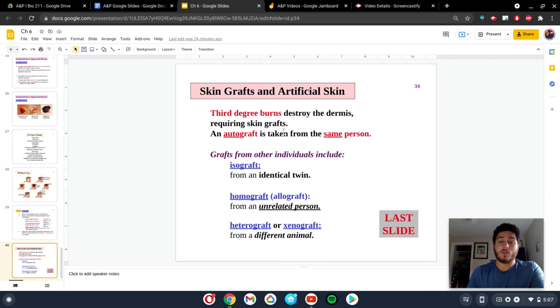The first being yourself. This is called an autograft. So this is when you take skin from a different part of your body and grow it so that you can replace a different part of the body. So for example, if I burn my arm, I can take skin from maybe my leg, grow it, and then eventually be able to replace that skin of my arm with that of myself.